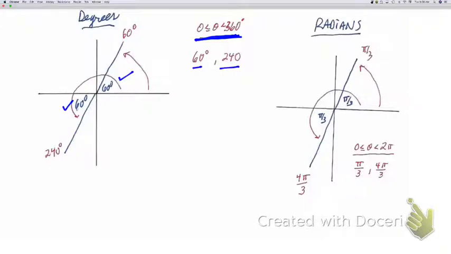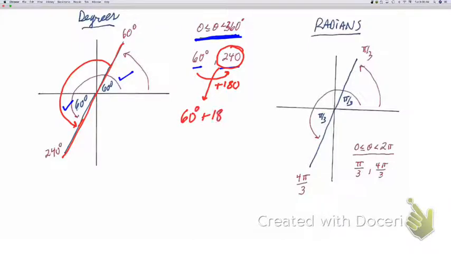Now, what you want to recognize here is, what's the difference between 60 and 240? Well, it's 180 degrees. We can see that over here. They make a straight line. So instead of listing two answers, that second answer of 240, what's another way we could represent 240? Well, we could say it's our first answer, 60 plus 180 degrees. And this represents both answers in one.